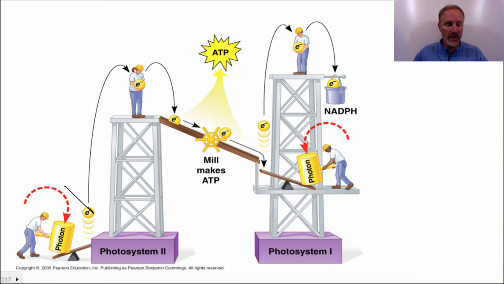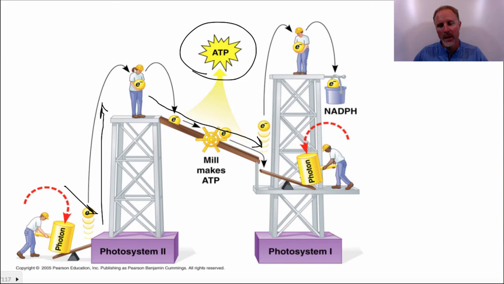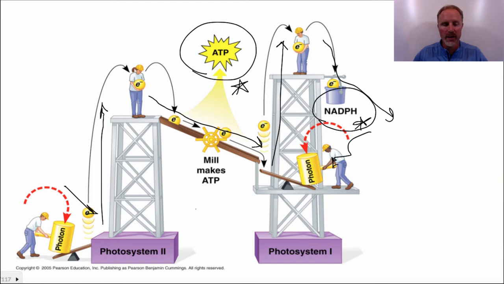So we've got this light coming in, exciting an electron up to an electron carrier. It rolls down the electron transport chain and gives us this ATP. We have another bit of light coming in, exciting an electron up to the electron carrier, and then it's going to move down an electron transport chain, and here it's going to generate the NADPH. So we've got ATP and NADPH from these light reactions.